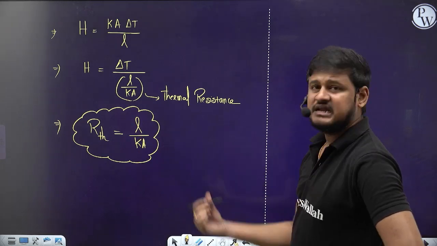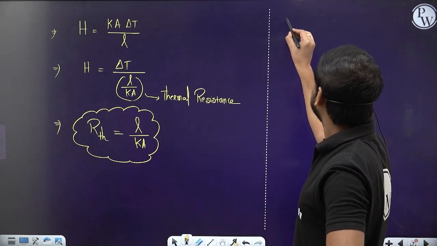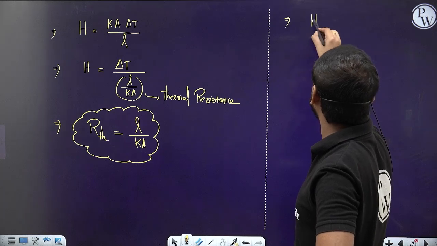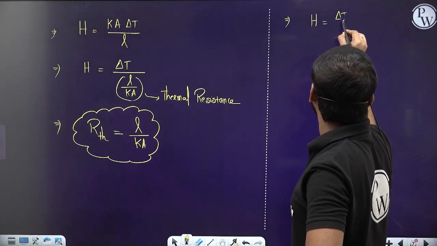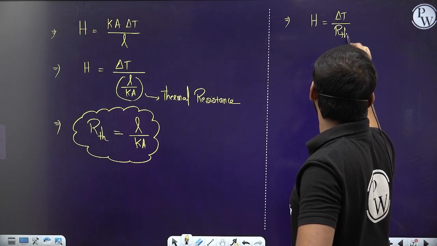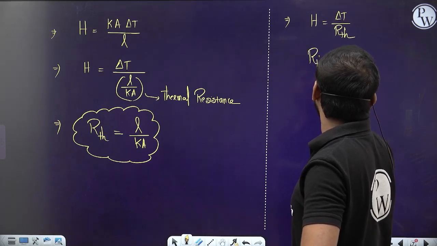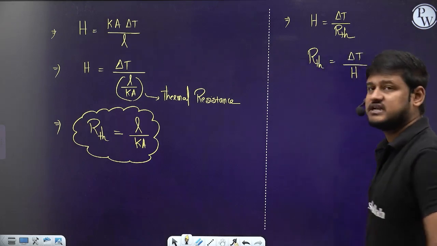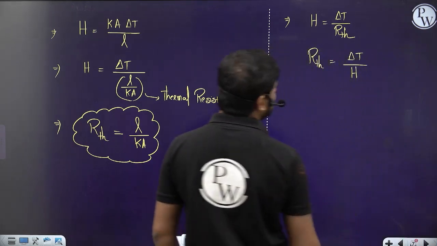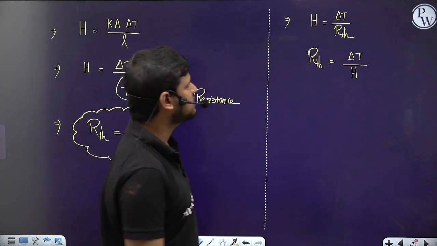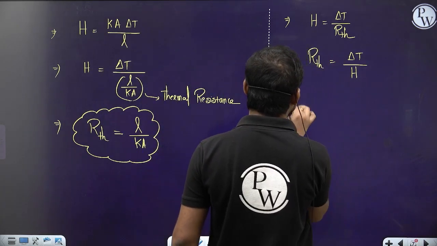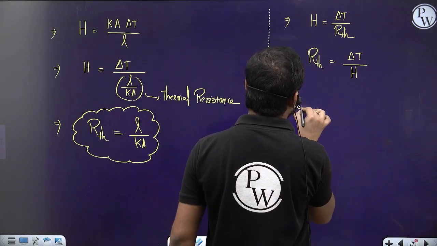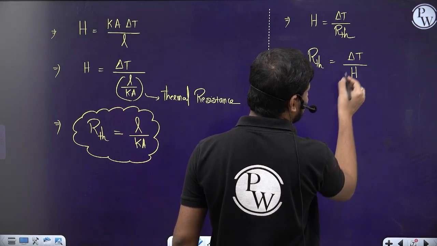You can find it that way, but the easiest way is this: H is equal to delta T by the thermal resistance. So from here, R_TH is equal to delta T by H. Then you know the delta T units. So what are the units of the thermal resistance?